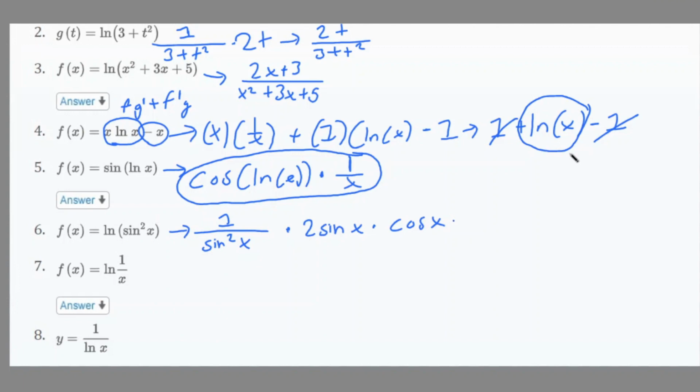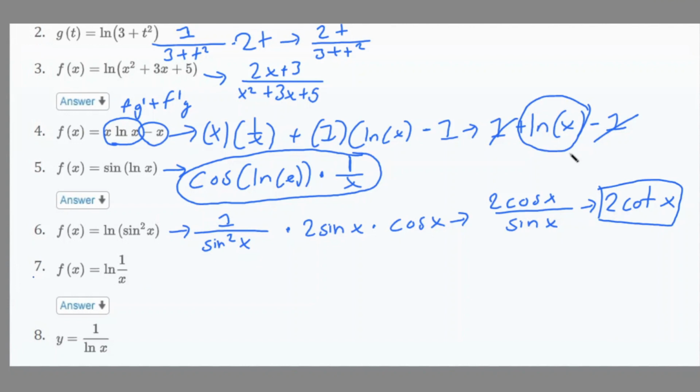So actually, if you multiply all this out together and simplify it fully, we're going to get 2 cosine x over sine of x, which if you want to simplify it further, we would get 2 cotangent x, because sine of x over cosine of x is tangent, and the other way around is cotangent. So 2 cotangent x would be your final answer.